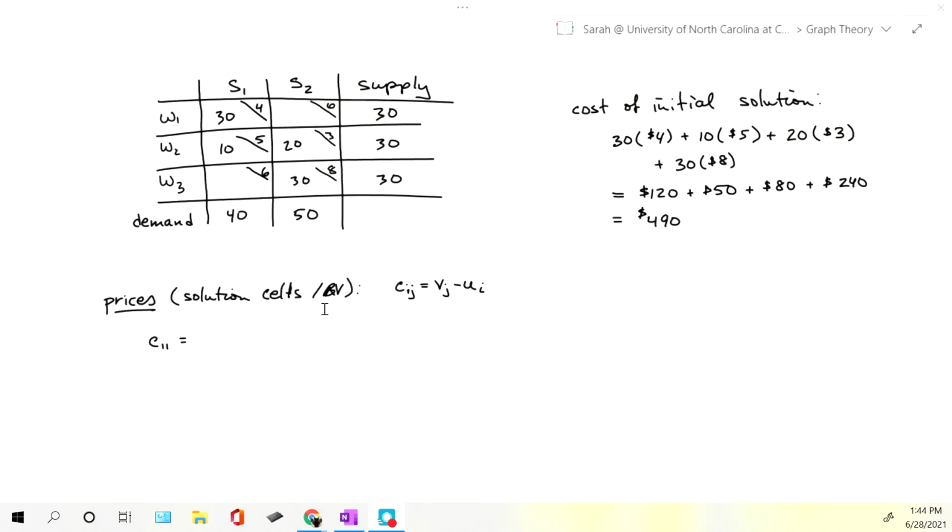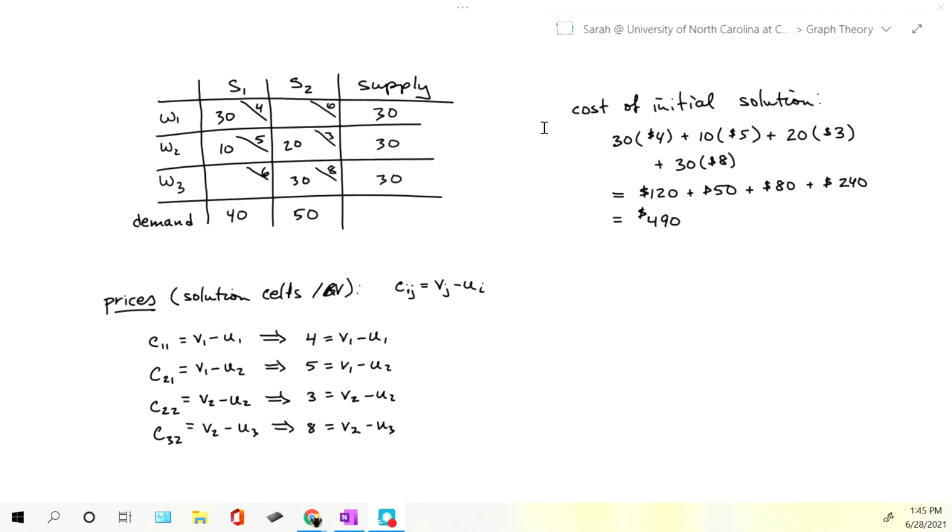Okay, so here we're going to look specifically at our solution cells. So we're going to look at the cells that actually have values in them. So that's cell C11, that's cell C21, that's cell C22, and cell C32. We'll then go ahead and apply the formula to each case. So C11 equals V1 minus U1, C21 equals V1 minus U2, and so forth. We then take the cost associated with each of these cells and plug it in. So in the first cell, cell 1,1, we replace the C with a 4. The second cell 2,1, replace the C with a 5. Next cell C2,2, we replace the C2,2 with a 3. And the last one we'll go ahead and plug in the 8.